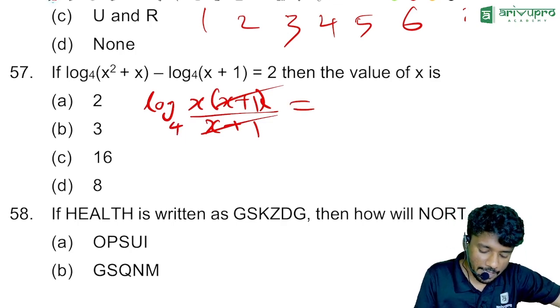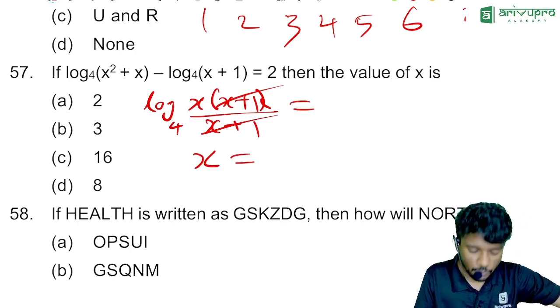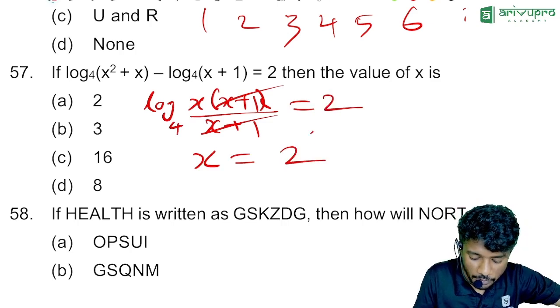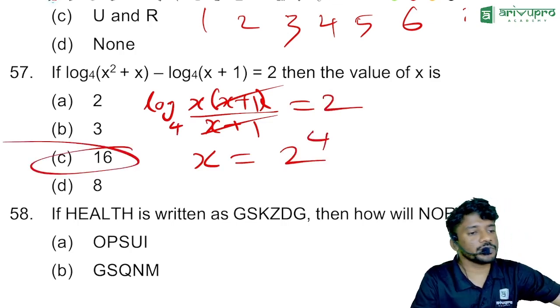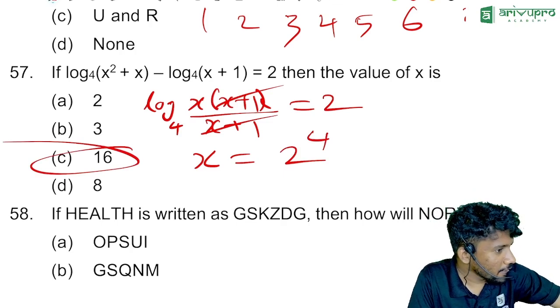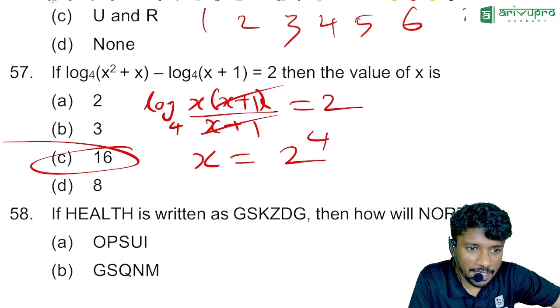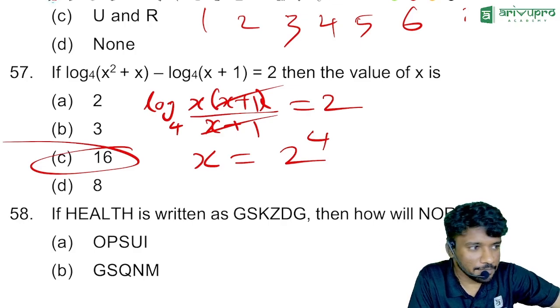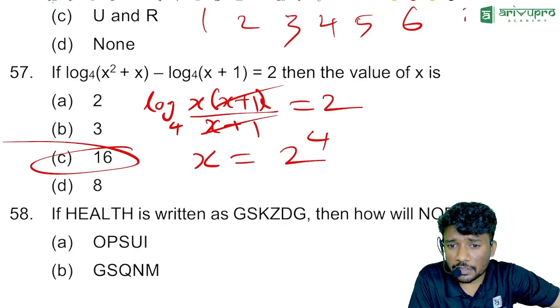What's our answer? X is equal to 2 raised to 4. Answer is option C, 16. Correct? Yes? Do you remember? There is a formula in logarithm. Yes. Can I do the next one?